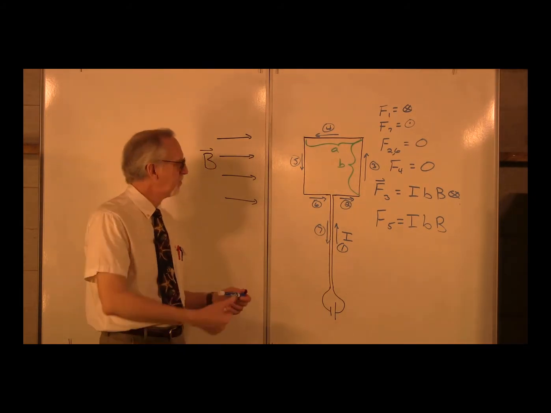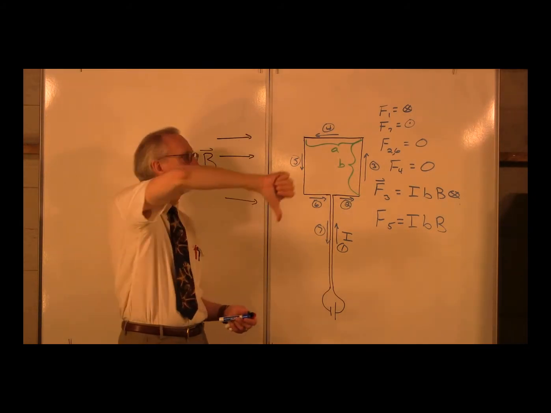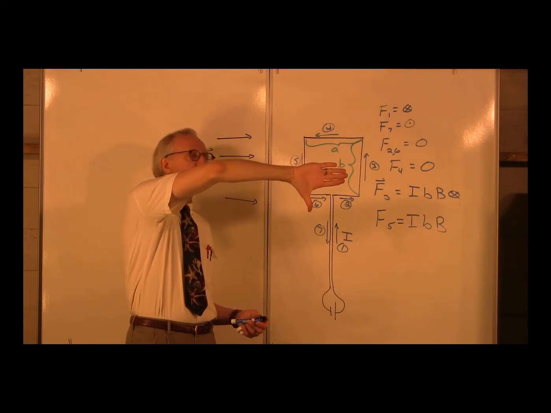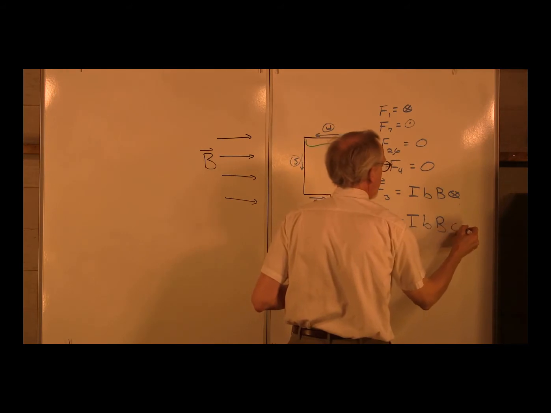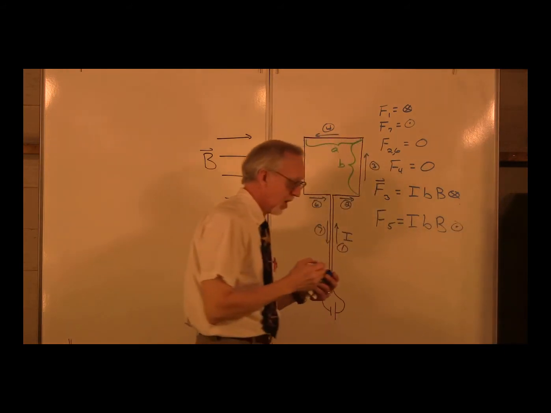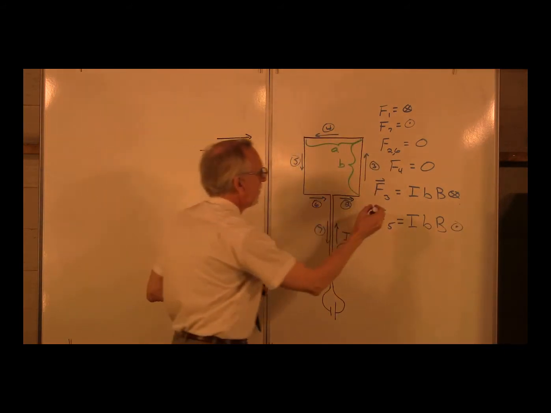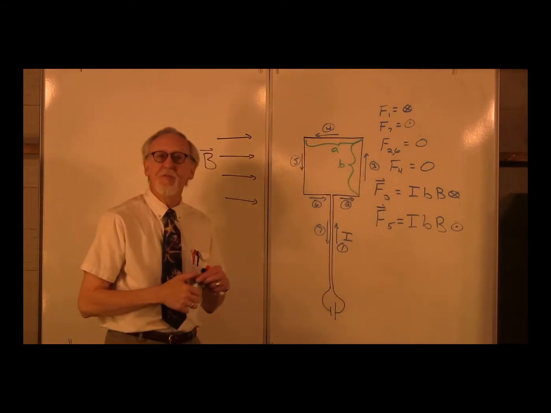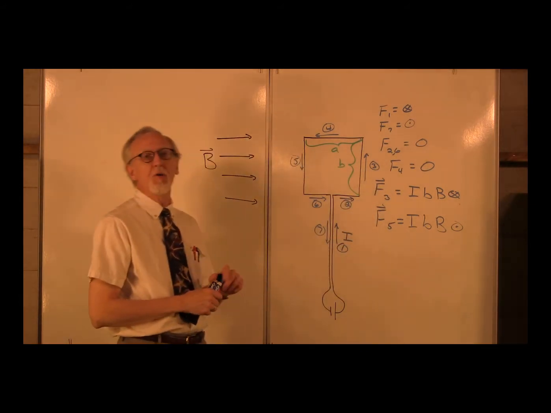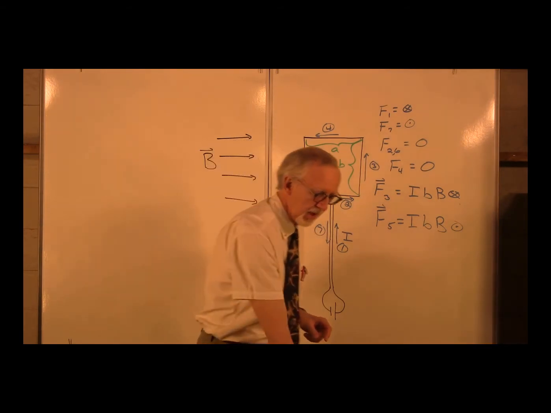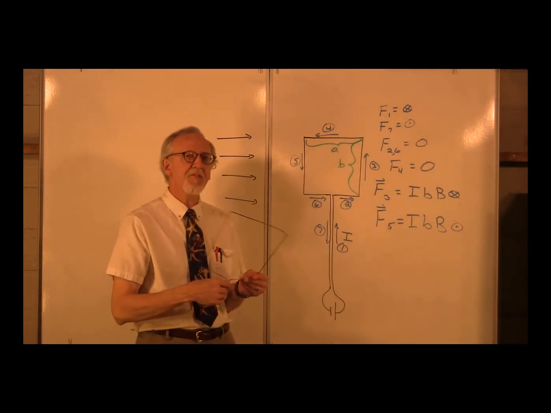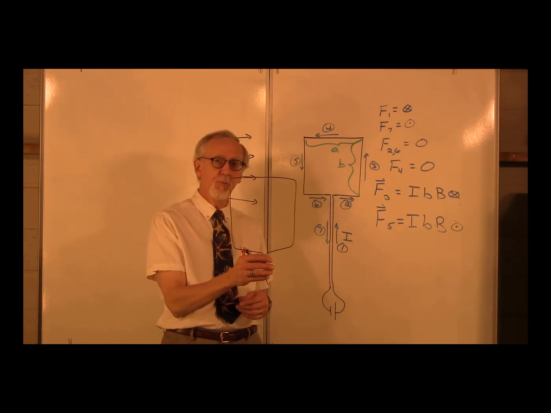What's the direction? I is down. Magnetic field to the right. Force is out of the board. There we go. What do we notice? F3 and F5 would also cancel each other out. But let's think about this for a second. Would they have no effect on the loop in this case?